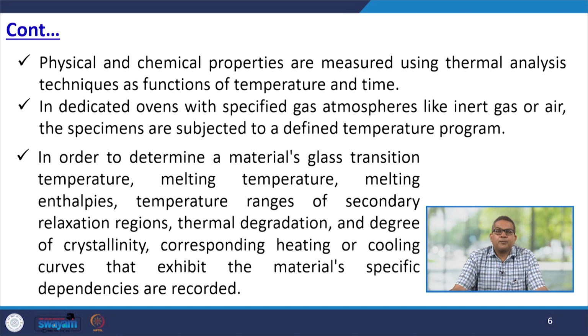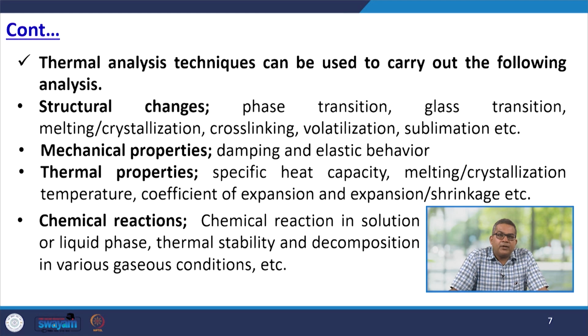The physical and chemical properties are measured using thermal analysis techniques as a function of temperature and time. In dedicated ovens with a specified gas atmosphere, like inert gas or air, the specimens are subjected to defined temperature programs. In order to determine the material's glass transition temperature, melting enthalpies, temperature ranges of the secondary relaxation regions, thermal degradation and degree of crystallinity, corresponding heating or cooling curves that exhibit the material's specific dependencies are recorded.